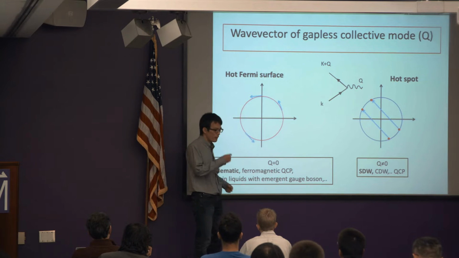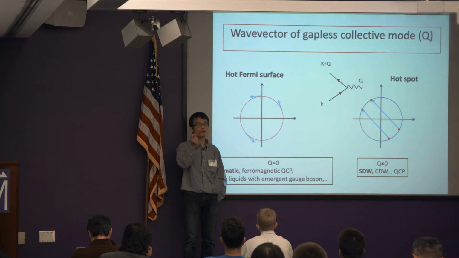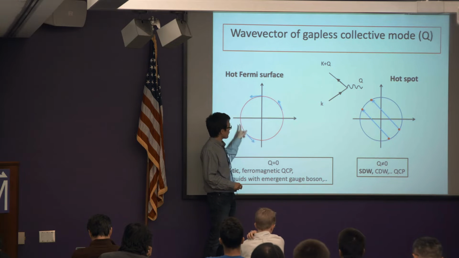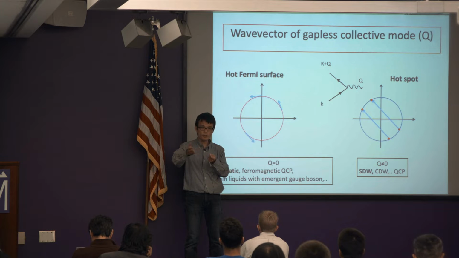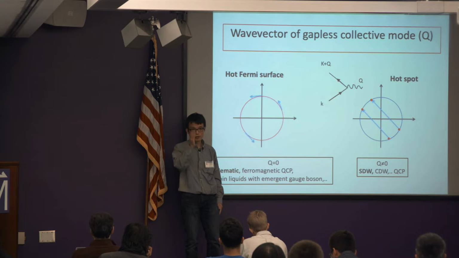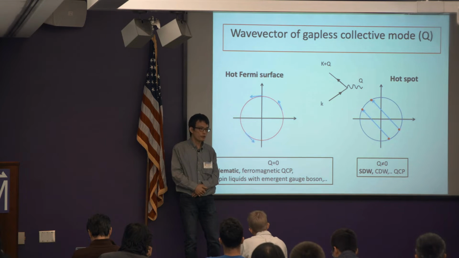So there, the collective mode is gapless at Q equals 0. And as a result, almost everywhere on the Fermi surface, this electron can absorb and emit this collective mode while staying close to the Fermi surface, because you can always find the direction tangential to the Fermi surface. And because of that, almost everywhere on the Fermi surface, the quasi-particle is destroyed. And this is what we call hot Fermi surface.